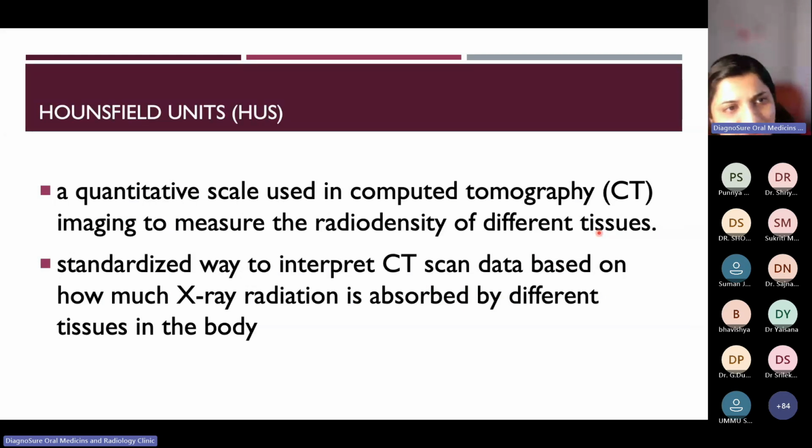Hounsfield units are a very important concept of CT. These are a quantitative scale used in CT to measure the radiodensity of different tissues. They are named after Sir Godfrey Hounsfield, who was one of the inventors of CT. The Hounsfield scale is a standardized way to interpret CT scan data based on how much radiation is absorbed by different tissues in the body.